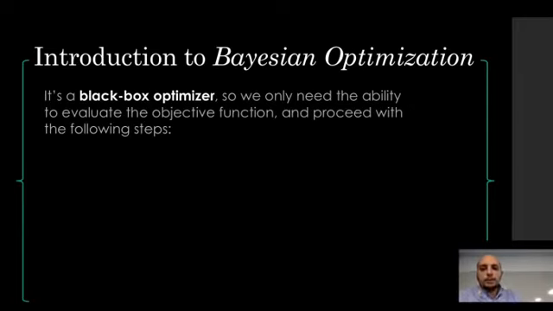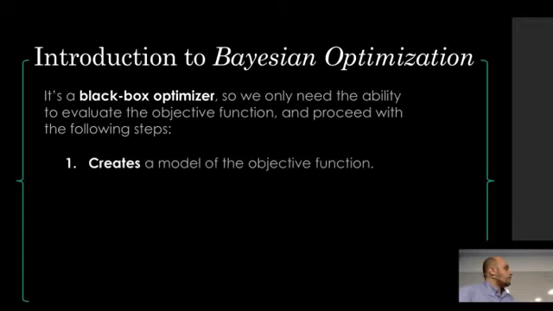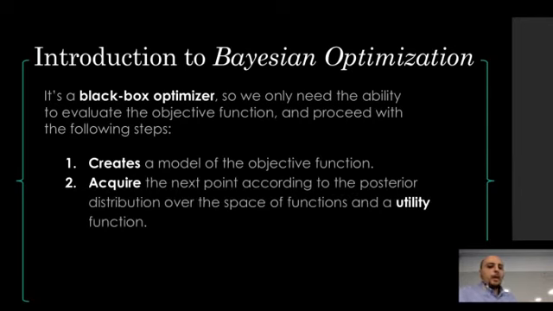Basically, what we need to do is maximize a function called an objective function. All we have access to is something where we give it an input and we observe an output. That's it. So we follow very simple steps. First, we create a model, because we don't know the actual function. We create a model that will describe this objective function. And then we acquire the next point that we think will maximize this function, following what is called a posterior distribution over the function space. And we use what is called a utility function to give us this kind of guidance.